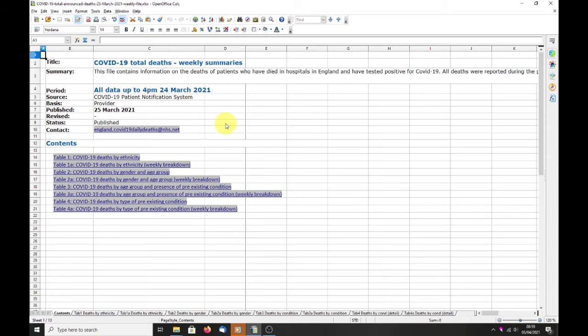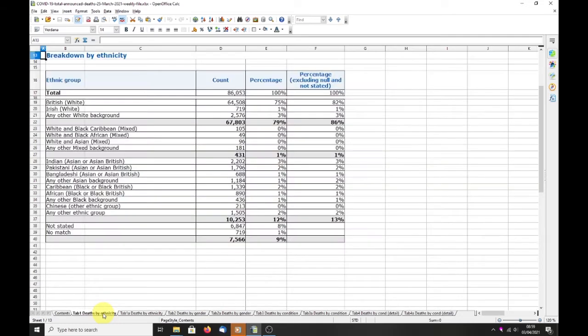Okay, so this is the second document now, and it's entitled COVID-19 Total Deaths Weekly Summaries. And description: this file contains information on the deaths of patients who have died in hospitals in England and have tested positive for COVID-19. So this is basically the first set of figures that you got in the daily one, because there were two sets of figures there, weren't there? This one basically gives you different descriptions of the deaths.